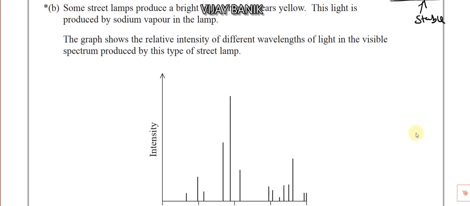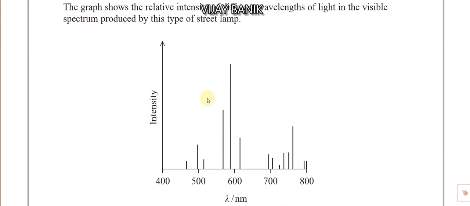Okay, the graph shows the relative intensity of different wavelengths of light in the visible spectrum. Visible spectrum, they are talking about the visible light, those are VIBGYOR, and all produced by this type of street lamp. So these are the intensity and different wavelengths of light this street lamp can produce.